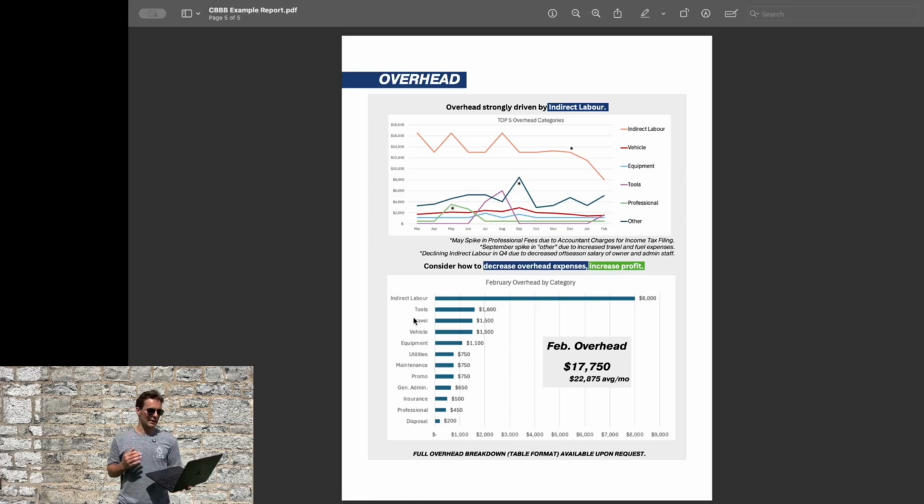That's a monthly breakdown there on the bottom saying $8,000 was spent in indirect labor, and the runner-up category was only $1,600 spent on tools. The February overhead was $17,750, to give you an idea of how much money you were burning every month just to keep the business running. When we think back to the runway calculation, it's pretty easy to see, right? If I had $25,000 of available cash and overhead is $17,000, I'm only going to last a month and a half, 45 days or so, before I run out of cash.